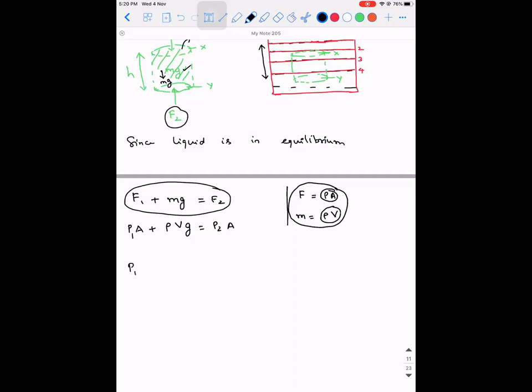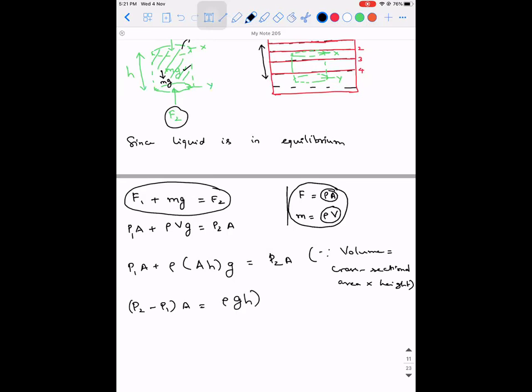So P1A plus rho into, what is the volume formula? Volume is base area into height, into G, is equal to P2 into A. So P2 minus P1 into A is equal to rho into G into H multiplied with A. A and A will get cancelled, which implies P2 is equal to P1 plus rho GH. This is a very, very important formula.